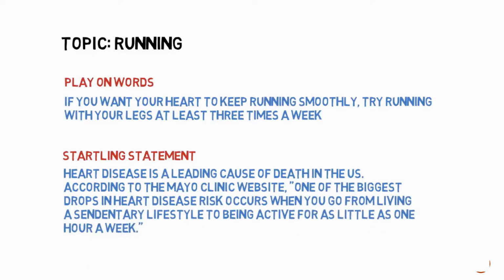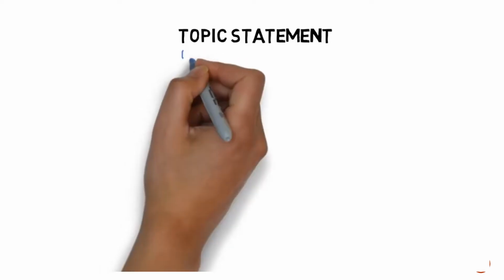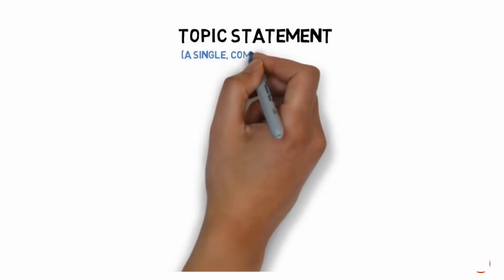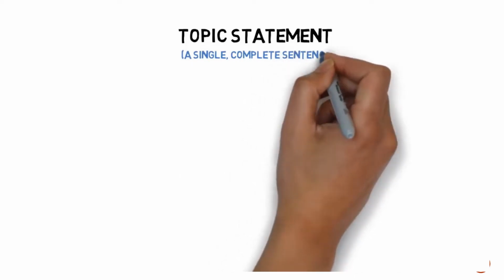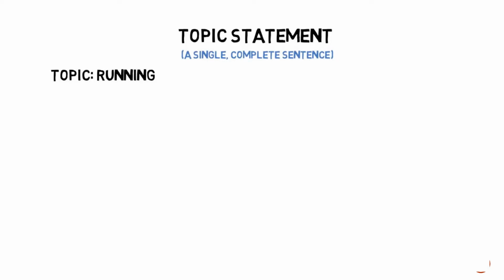Once you've gained the attention of the audience, the next step is to reveal the topic of the speech. This component, the topic statement, is usually shorter than the attention-gaining device. Generally, a topic statement is completed in a single, complete sentence. A topic statement for a speech on running might sound like this.